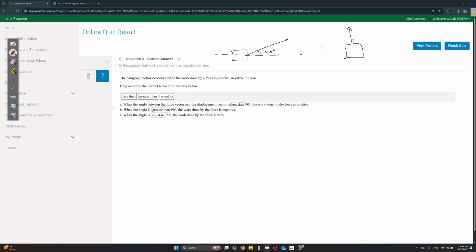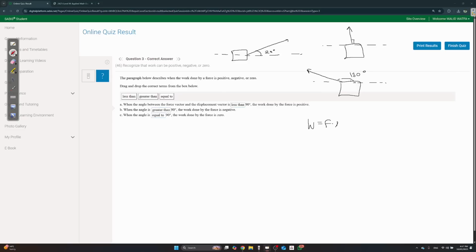Okay, the angle is 90 degrees. And one like this where the angle is, as you can see, you guys know that the angle is always measured with the positive x-axis. So over here, this is about 130 degrees. Okay, anyway, so in these cases, what will the value of the work be?